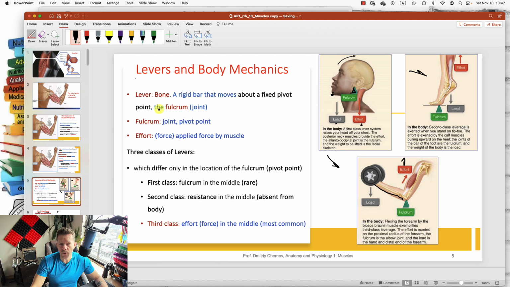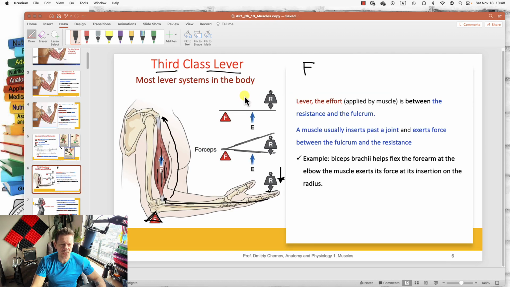So it is better to understand rather than to memorize, and the very important terminology that you have to know is lever, fulcrum, and effort. The lever is the bone, a rigid bar that moves about a fixed pivot point. The fixed pivot point is your fulcrum, your joint, and the effort is applied by the force of the muscle. So I think that it was clear enough.